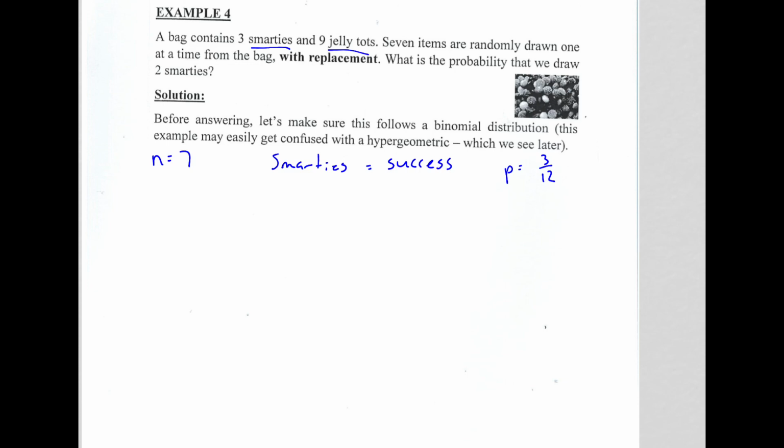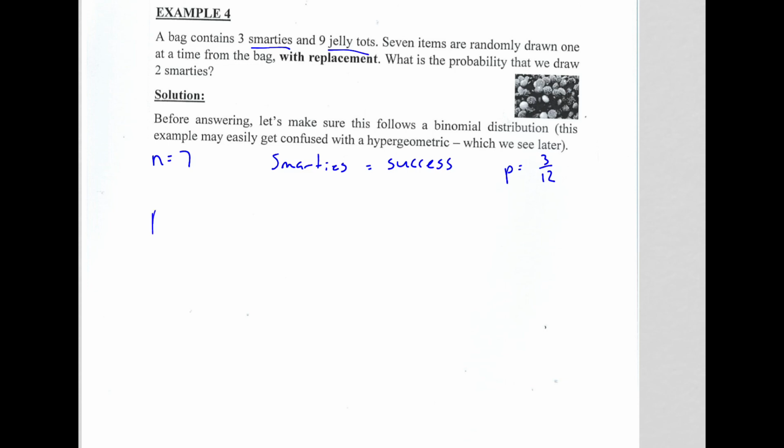So we are interested in drawing exactly 2 Smarties. The word exactly implies that's when you're going to use an equals. When they say the probability of drawing 3 or more, or at least however many, that's when you're going to be using an inequality sign.